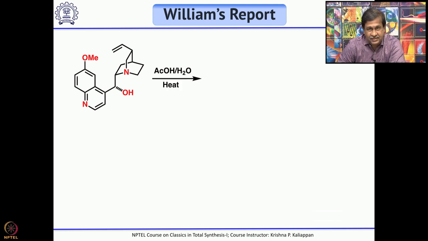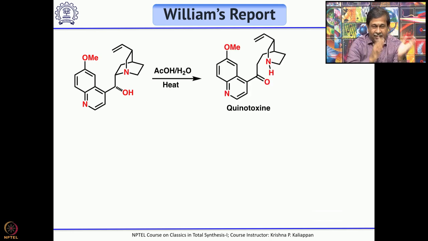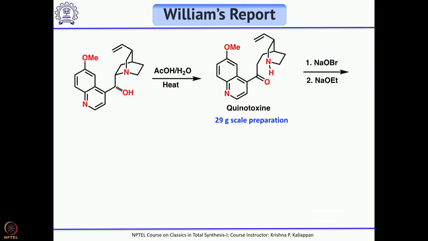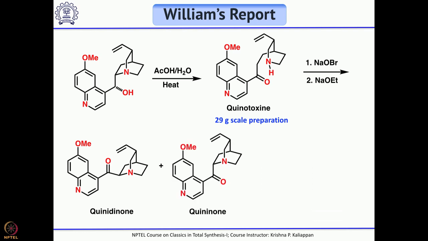First, they made the quinotoxin from quinine. They made about 30 grams of this, reasonably large scale. Then they treated it with sodium bromide, followed by treatment with sodium ethoxide. These are the same conditions reported by Paul Rabe, and they got a mixture of two ketones. One is quinidinone, the other one is quininone. The reduction of quininone will give quinine, and the reduction of quinidinone will give quinidine.